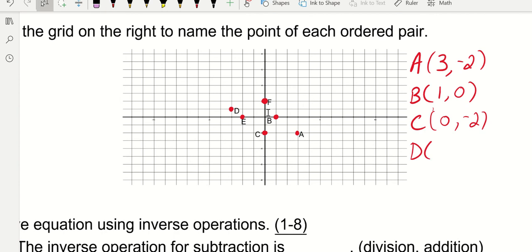D. To get to D, starting from the origin, I have to go to the left 1, 2, 3. So that's going to be negative 3. And I have to go up 1. There you go. E. To get to E, I have to go to the left 1, 2. So that's negative 2 for the x coordinate. And I don't go up or down at all, so 0. And then for F, I don't go left or right at all, so 0. And I go up 1, up 2. There you go. Those are those 6 points.